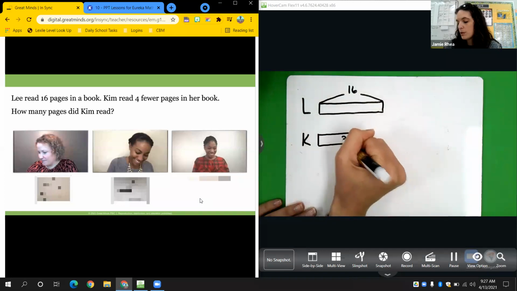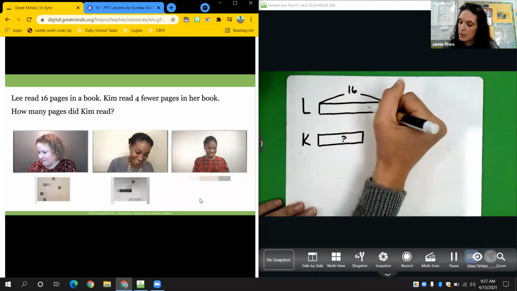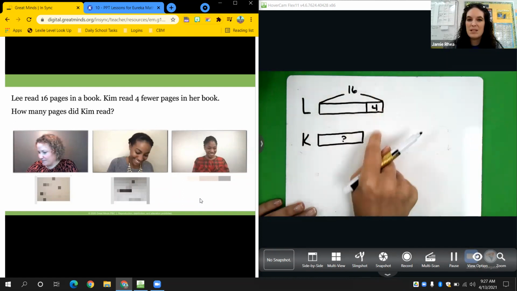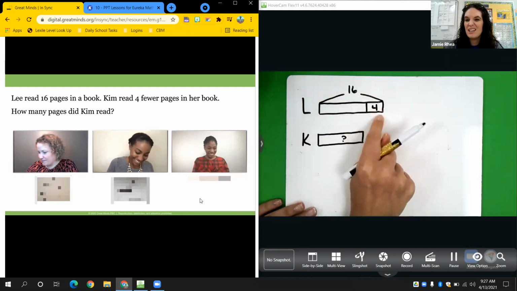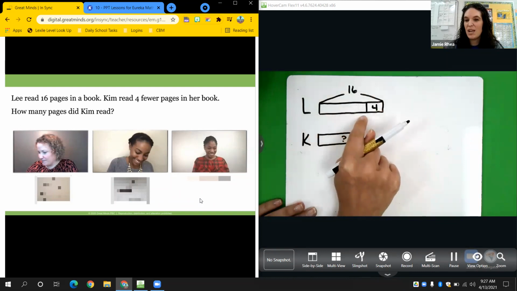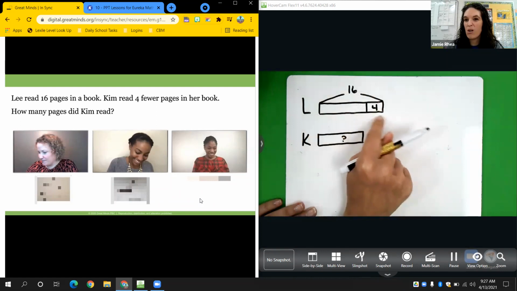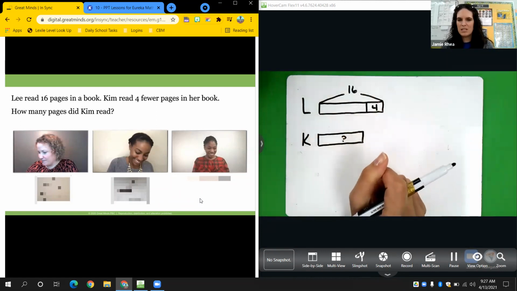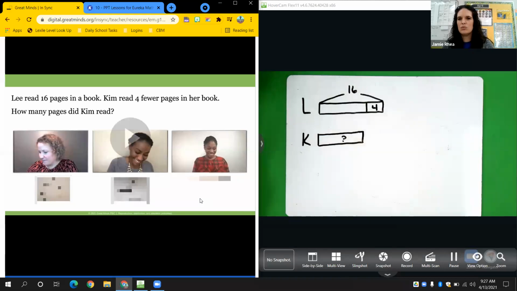And we're going to put a question mark there because we don't know. But we can come up here and put a 4 because we know that Kim read 4 fewer. So that means that however many she read plus 4 more is what Lee read, okay? How many pages did Kim read? So now we can solve.